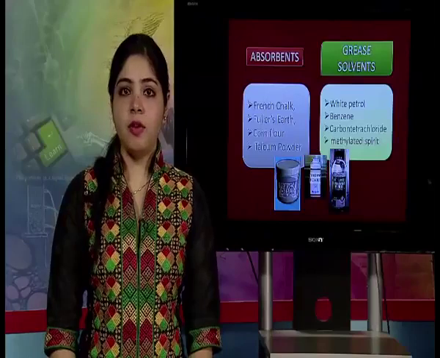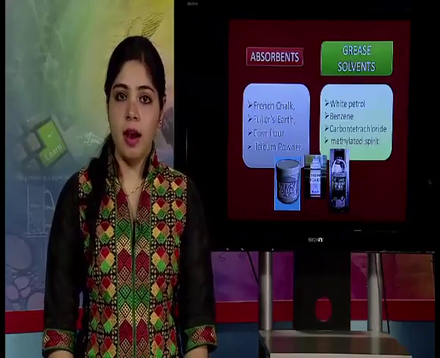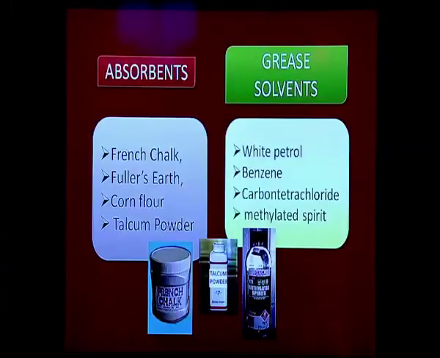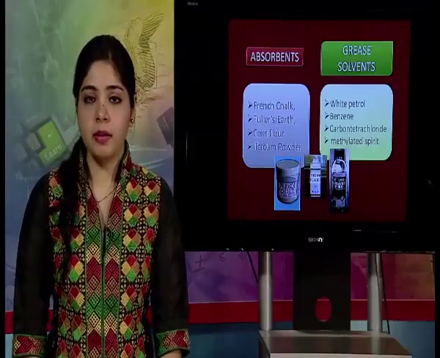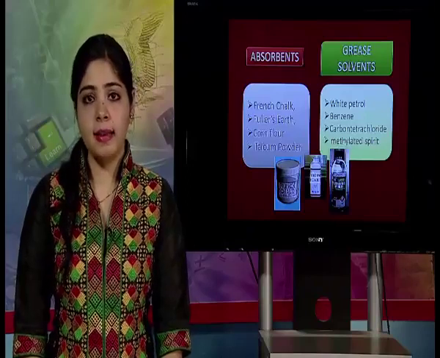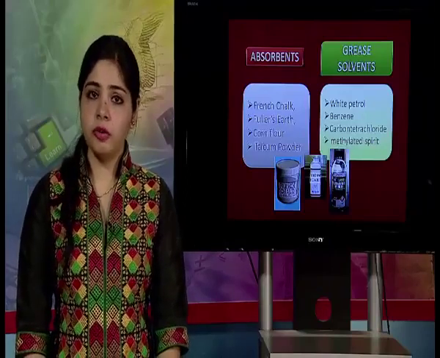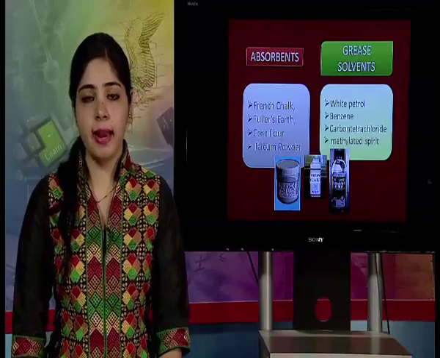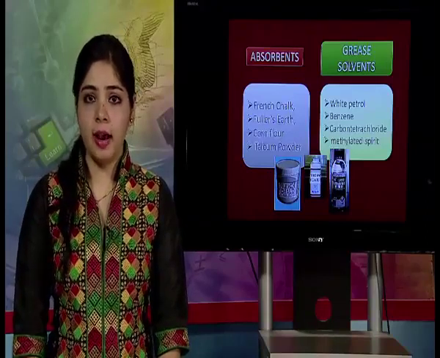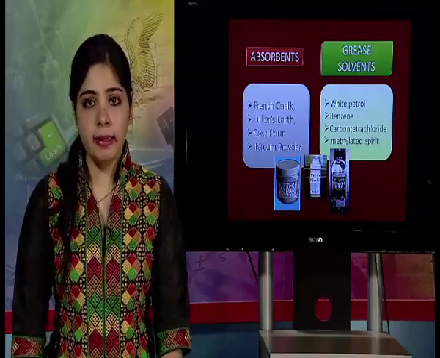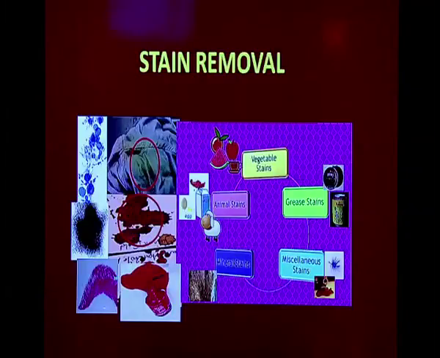Solvent or grease absorbent can be used to clean spots in a garment. The various types of absorbents and grease solvents are French chalk, fuller's earth, corn flour, talcum powder, and the others are white petroleum, benzene, carbon tetrachloride, methylated spirit. These are used on the garments, on the spots where the dirt, marks or stains are. We do washing at home, but for luxurious items like silk saris or heavily embroidered or studded lehengas, we often visit a dry cleaner in the market to get them cleaned.